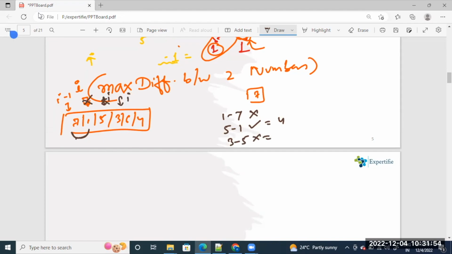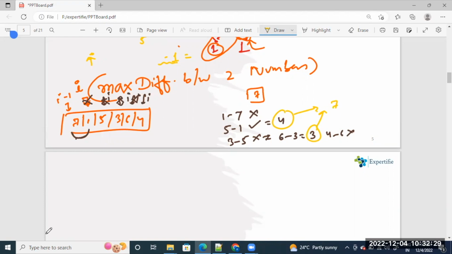Proceed further. 3 minus 5, any profit? No, so just ignore that. 6 minus 3, any profit? Yes, 3. Proceed further. 4 minus 6, any profit? No. So what are the various profits you have got? You got 4 and 3, which gives you 7. You are not holding any stock, you are just selling whenever you check the profit.